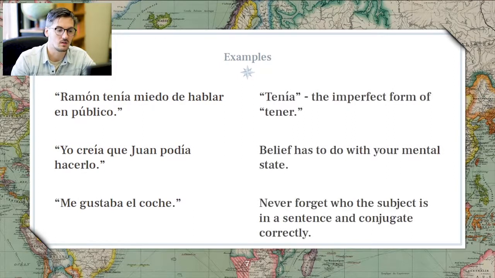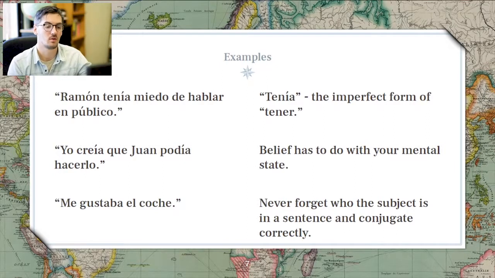Notice that Ramón tenía miedo de hablar en público. The verb that's in the imperfect tense is tenía, which is the third person singular imperfect conjugation for the verb tener, which is to have. So in Spanish, if you're going to say someone is afraid, they actually say they have fear. So he had, Ramón tenía miedo. However, it's not that he had fear, it's more like he was having, or he used to have, or he would have fear. And fear of what? De hablar en público, of speaking in public.